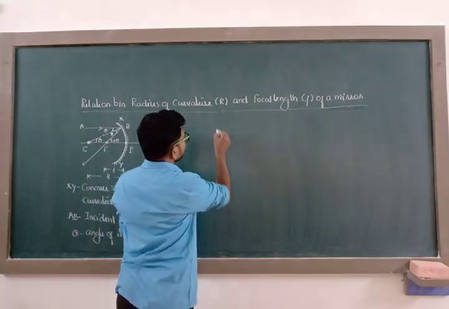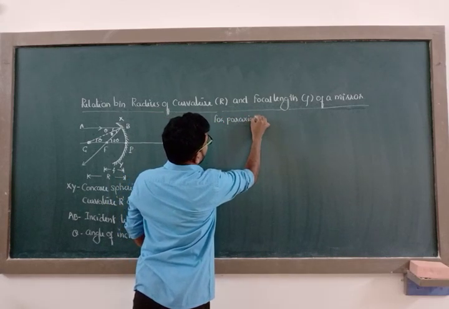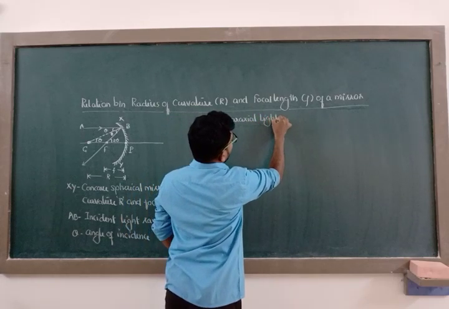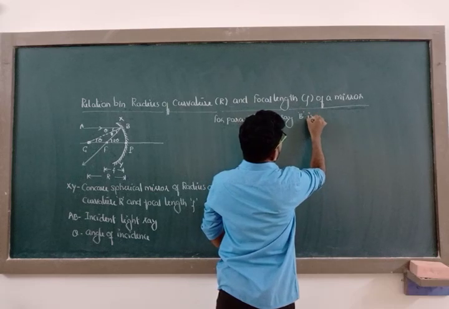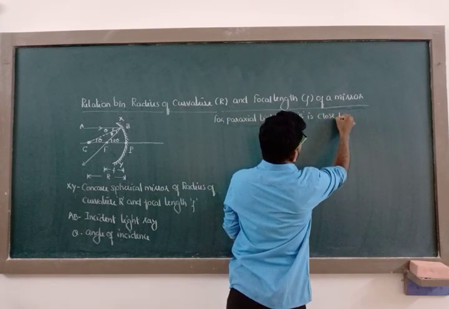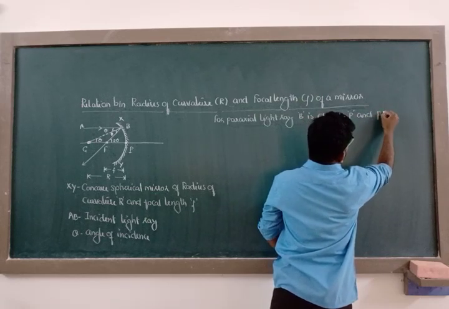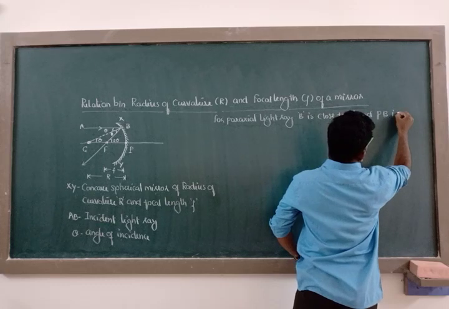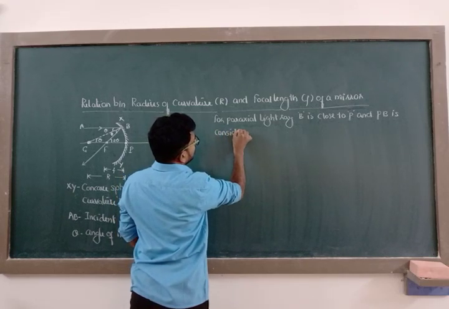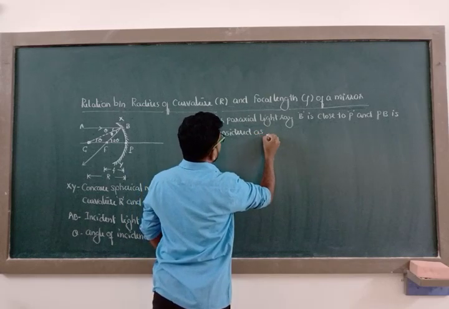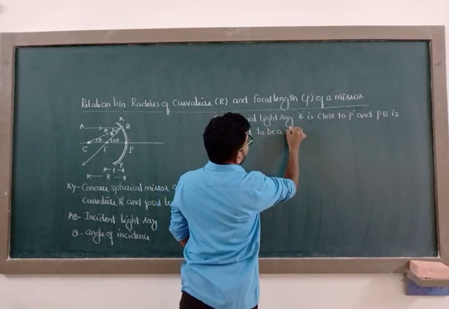For paraxial light ray, B is close to P and PB is considered to be a straight line.